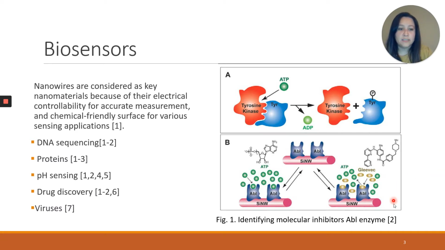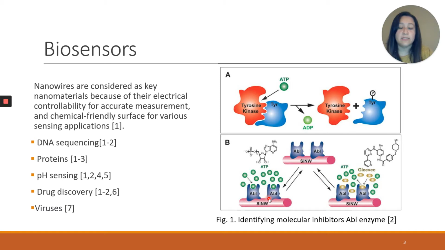For example, this is an experiment of how it's been used in drug discovery. So silicon nanowires, what they did was they attached them to enzymes. Enzymes act as a switch. To turn them on, they bind with ATP. And to turn them off, they need to bind with something else, for example, a drug. Gleevec is a drug used specifically to stop leukemia cells from reproducing.